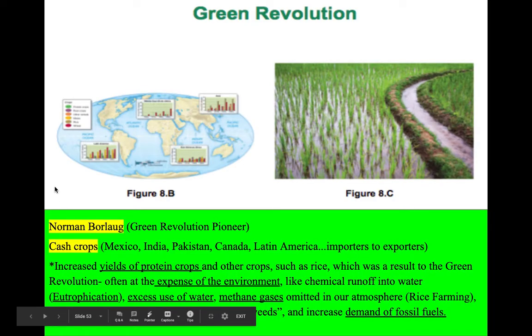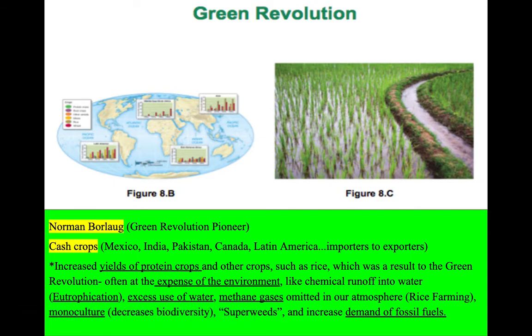The Green Revolution was created by Norman Borlaug. He won a Nobel Peace Prize in the 1970s. Norman Borlaug created cash crops in places that now became exporters, like Mexico, India, Pakistan, Canada, Latin America. Increased protein within the seeds, so a richer, more densely nutritious protein in the seeds, such as the miracle seeds like rice and wheat.